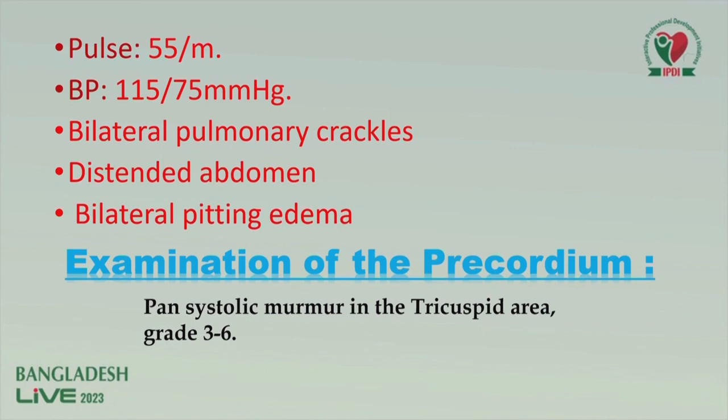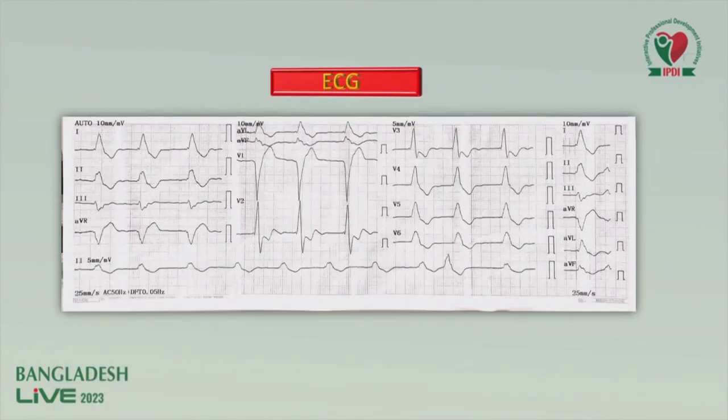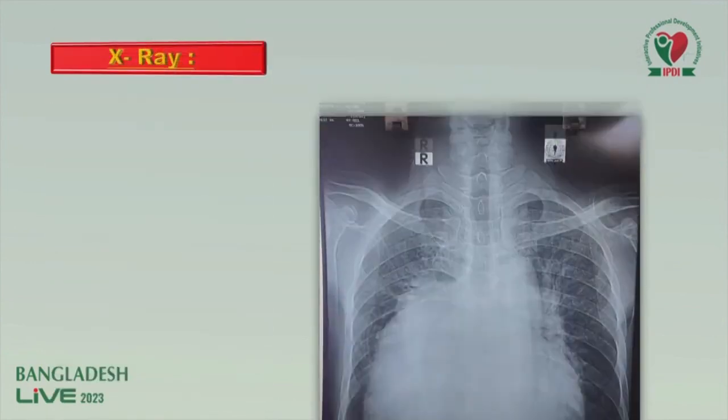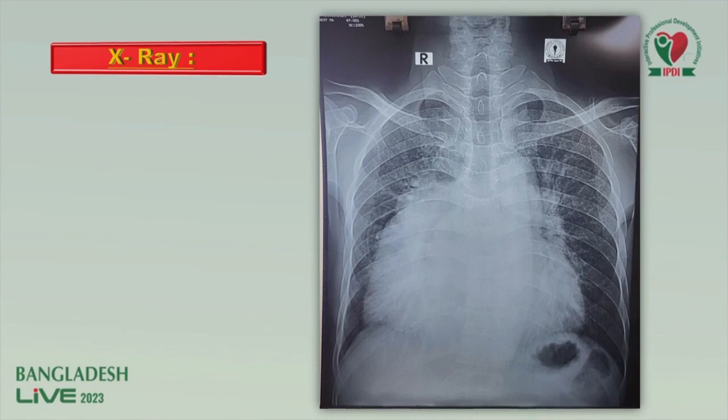Pulse 55 per minute, blood pressure 115/75, bilateral pulmonary rales, distended abdomen, and bilateral pitting edema. On precordial examination, the striking finding is a pansystolic murmur, grade 3/6, in the tricuspid area. The ECG shows wide complex QRS with LBBB pattern morphology. Chest X-ray shows dextroposition or dextrocardia, cardiac shadow enlarged in transverse diameter, and pulmonary congestion as well.